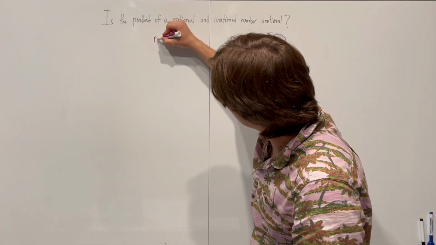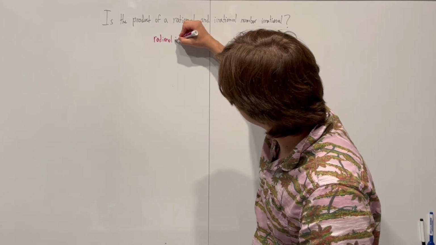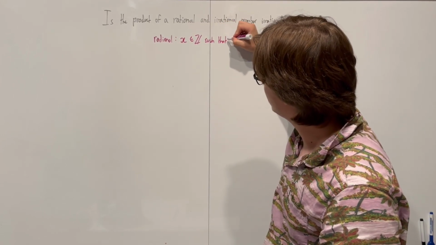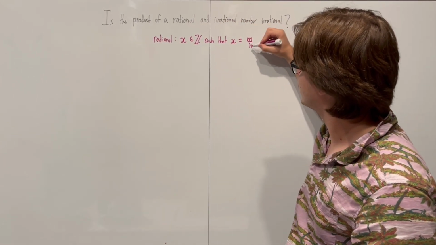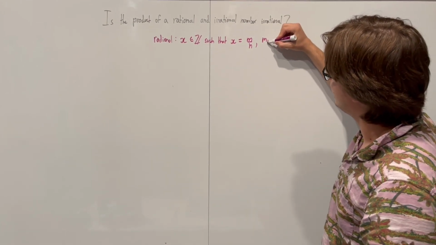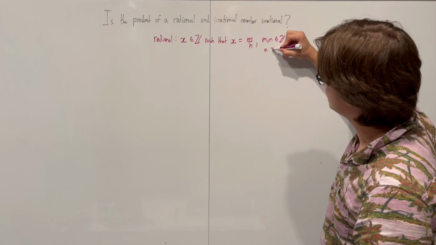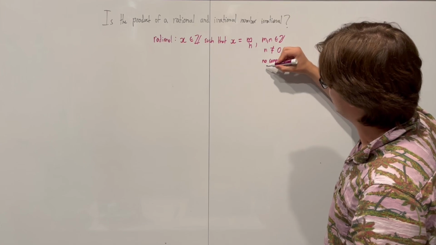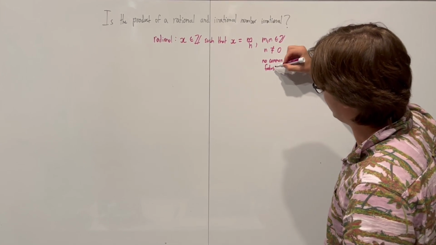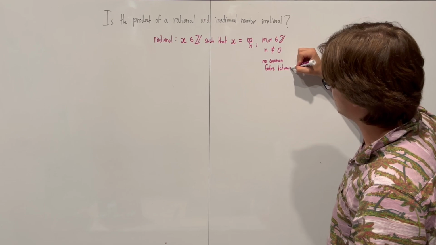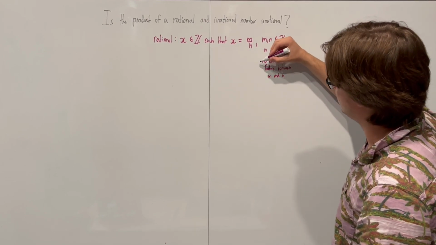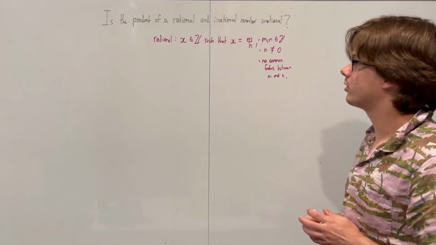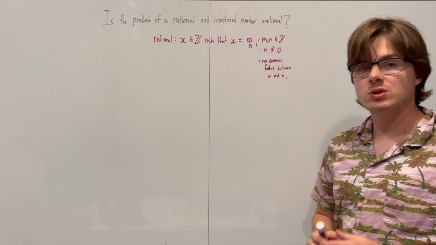A rational number is an integer, for example, x, such that x is equal to m over n, where m, n are integers, n is not equal to 0, and no common factors between m and n. These are the 3 conditions a number has to meet in order to be considered rational. So we're going to do this by a proof of contradiction.